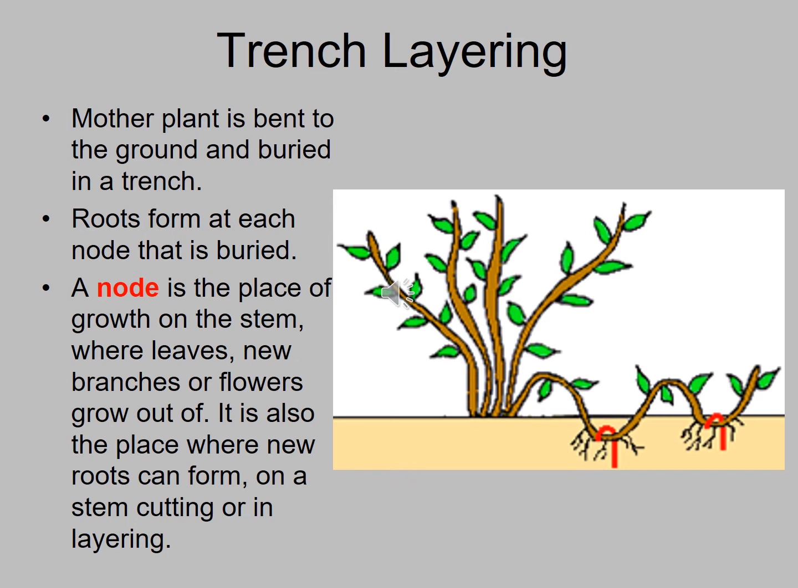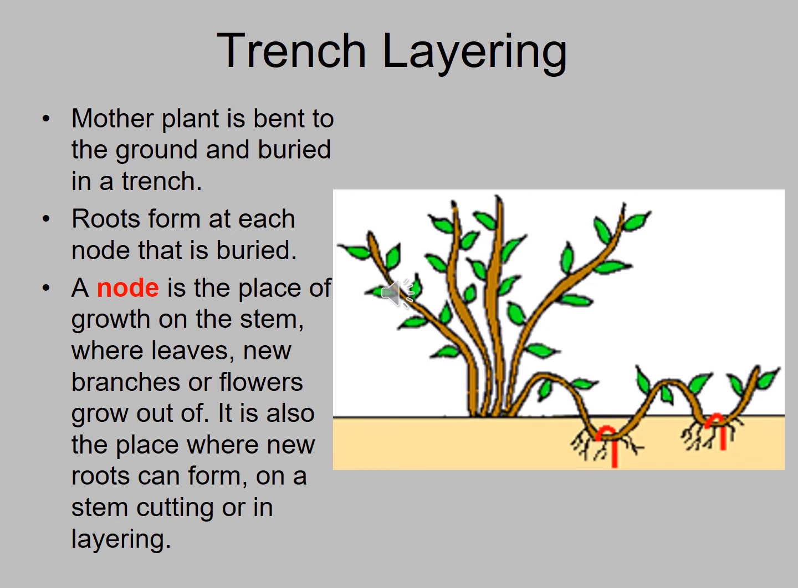So let's talk about a node. This is something that'll come up a lot, and we'll get into it more when we do the full-length lecture on cuttings. But a node is a place of growth on a stem, period. There are little areas along the stem where cells are dividing, and that's where leaves will grow out of, or a new branch, or a flower.